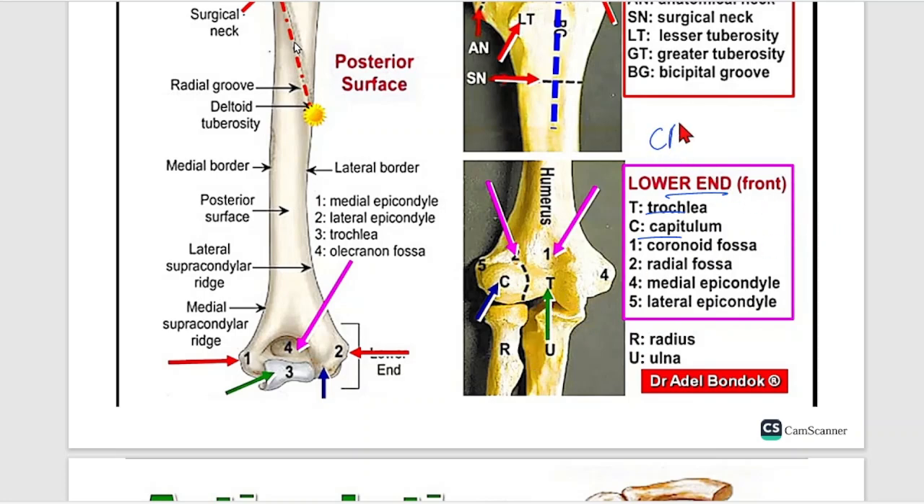For that purpose, you have to remember "crazy tulip." Crazy tulip: C and R, T and U. C means capitulum is along the radius, and trochlea is along the ulna bone. So this is about the bone. Now the coronoid fossa, radial fossa, medial epicondyle, and lateral epicondyle. One is the medial epicondyle, the other is the lateral epicondyle, with the radius and the ulna.